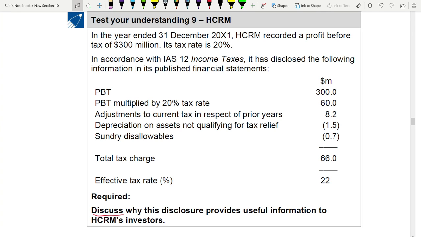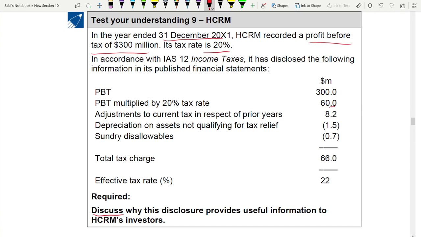In the year ended 31st December 2001, year matters a lot. HCRM recorded a profit before tax of 300 million. Tax rate was 20%. In accordance with IAS 12, they have disclosed this PBT, profit before tax. 20% they have taken, and 60. Adjustments to the current tax in respect of prior year, 8.2. Depreciation on assets not qualifying for tax relief, 1.5. Sundry disallowances, 0.7. Total tax charge, 66. Okay. And 22 is the effective tax rate.